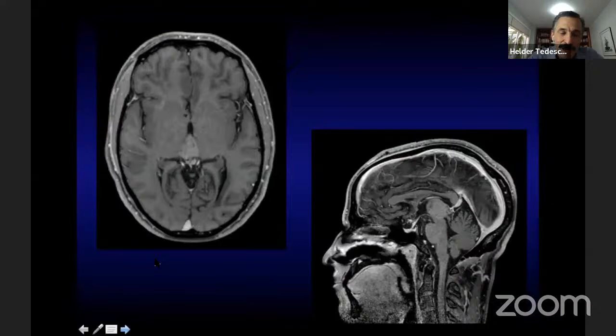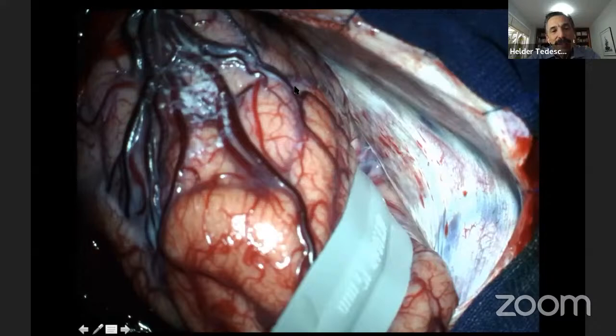And then I'm going to use this small case here. This is a pineoblastoma in a 35-year-old guy. And I decided to operate interhemispheric transtentorial occipital. And here the patient is positioned with the left side down. And what we can see by transparency here is the straight sinus. This would be the trochlear region. You can see here, this is the tentorium.